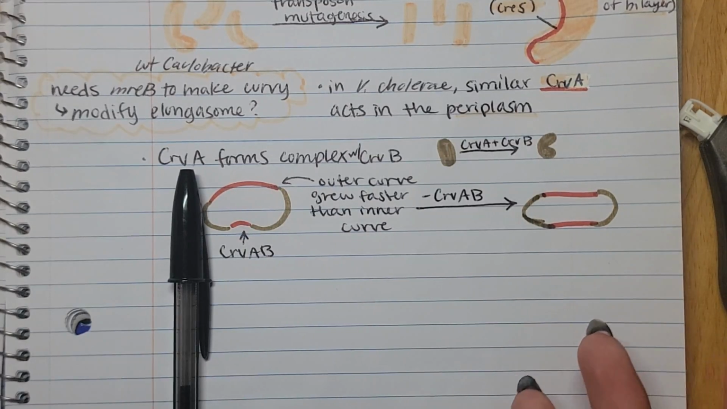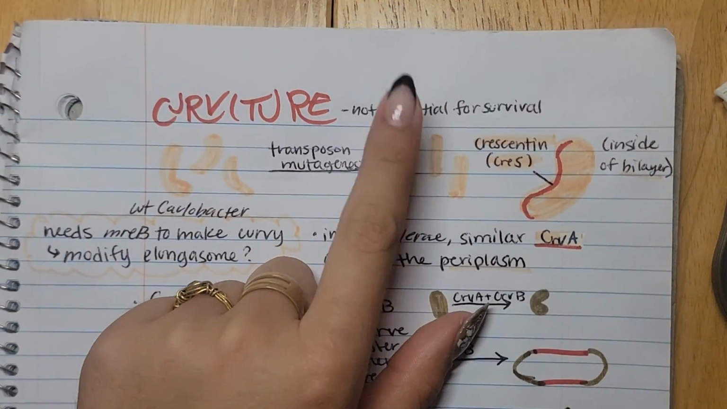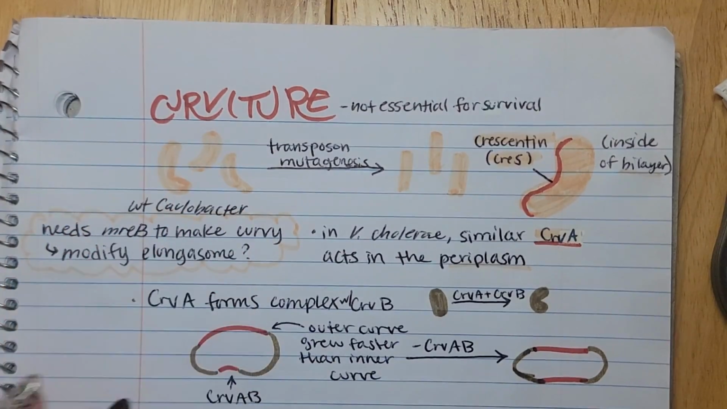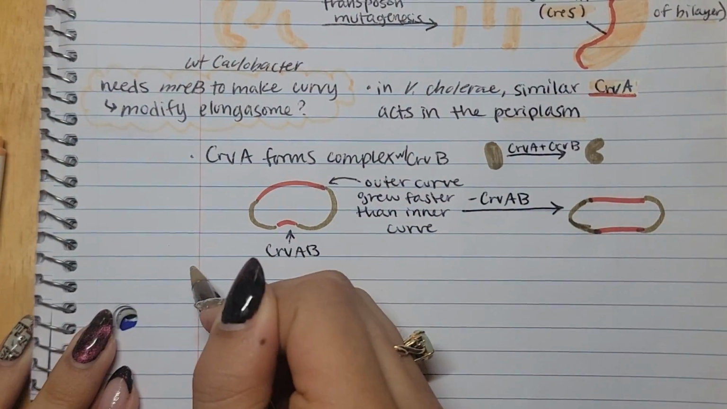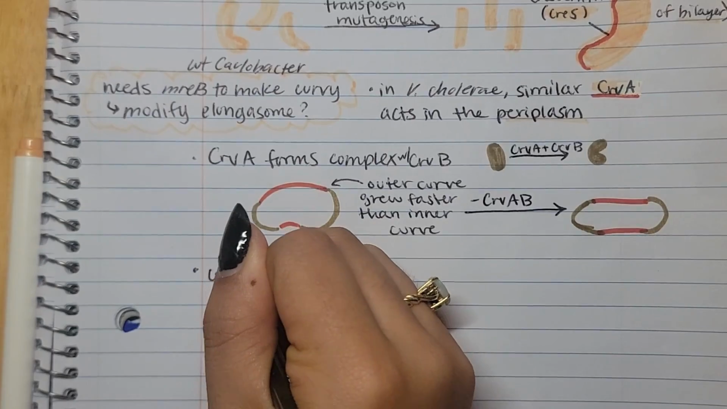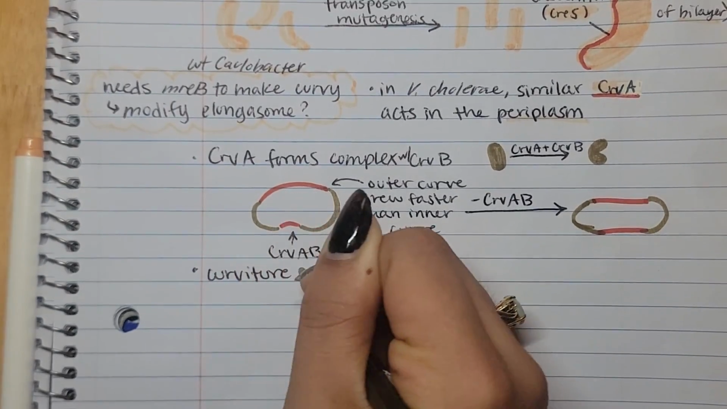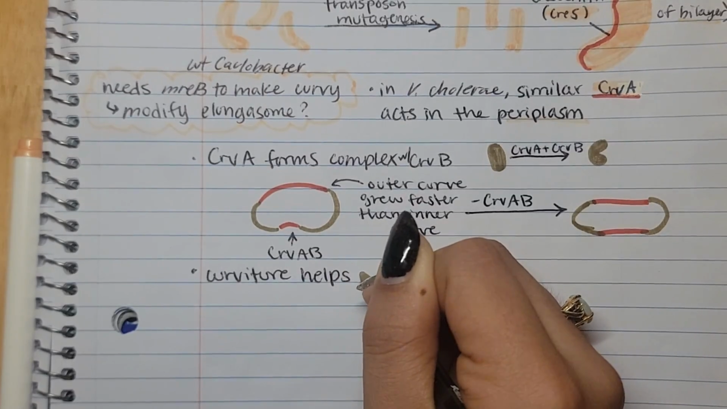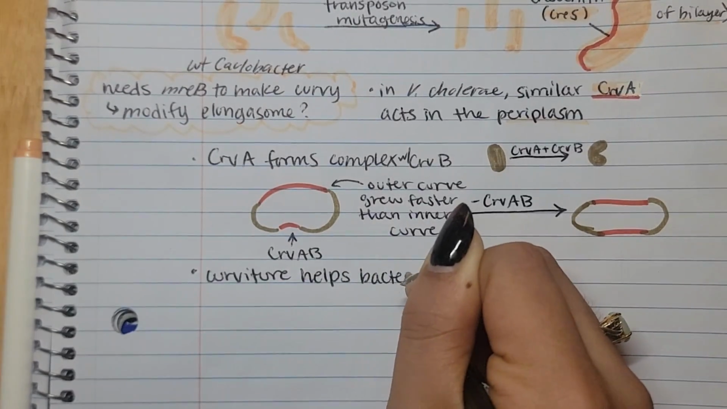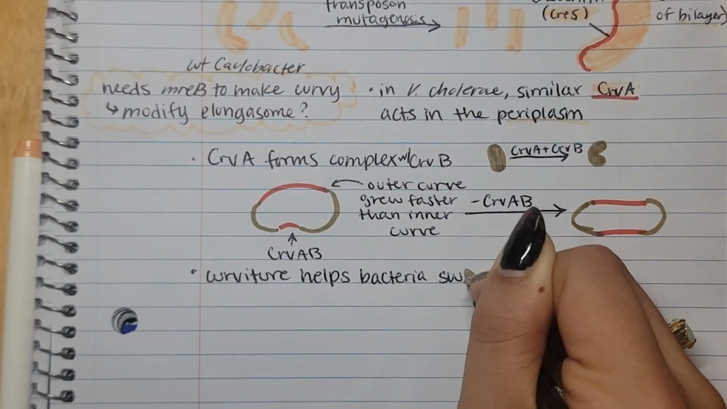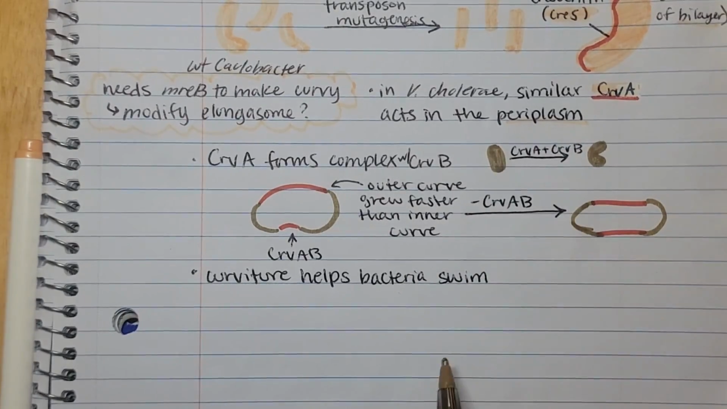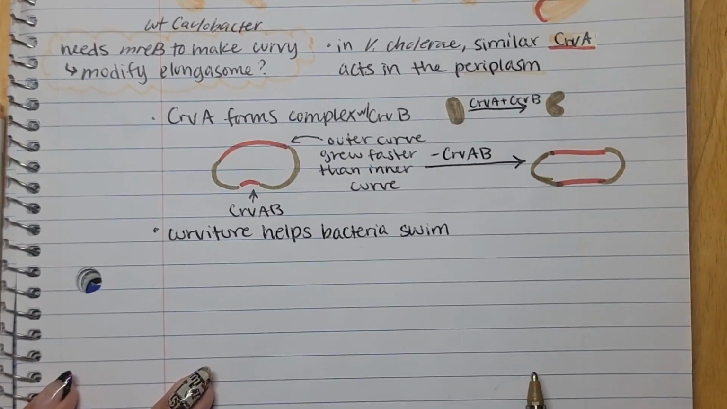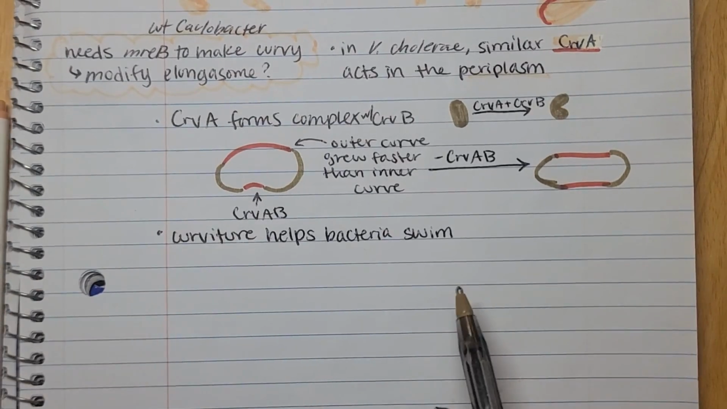So wait, what's the point? If we can survive without curvature, then why do we have it? Well, the idea is in really thick media, curvature actually helps them swim. So they tested this initially in agar, but then they also tested it in intestinal fluid, which makes sense because it's where bacteria probably will be. And they saw that it helps them swim.